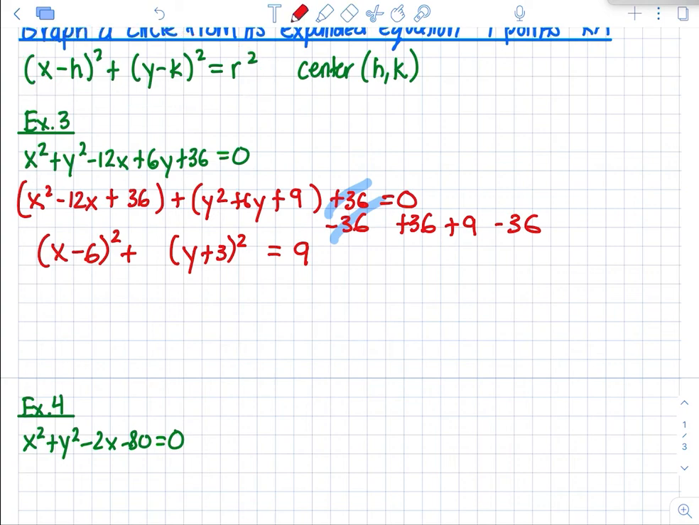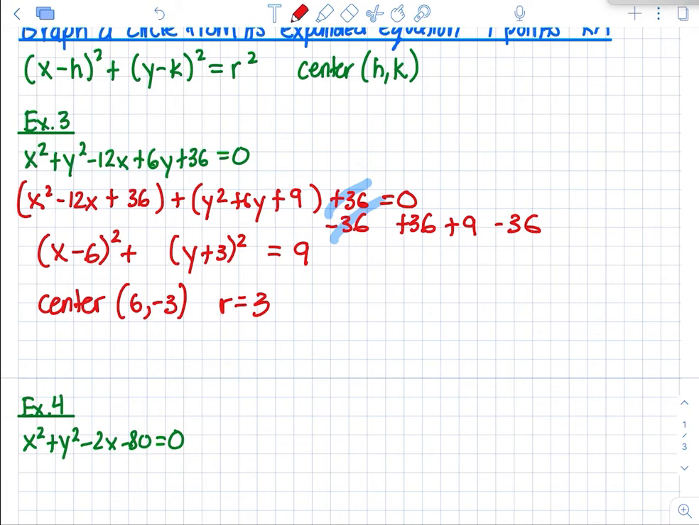Now let's find our center. Our center is going to be 6, comma, -3, and the radius is going to equal, remember, the square root of that. So the square root of 9 is 3. So there is your center and your radius.